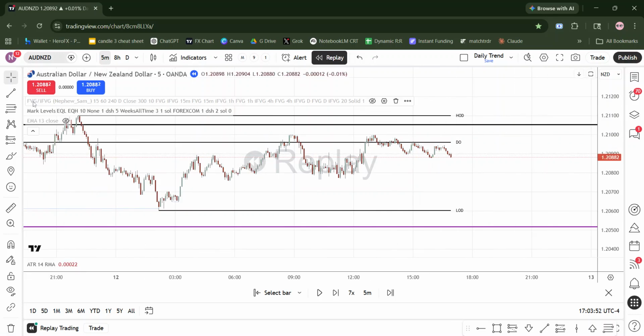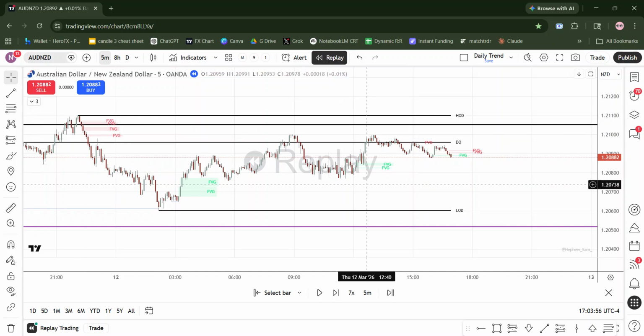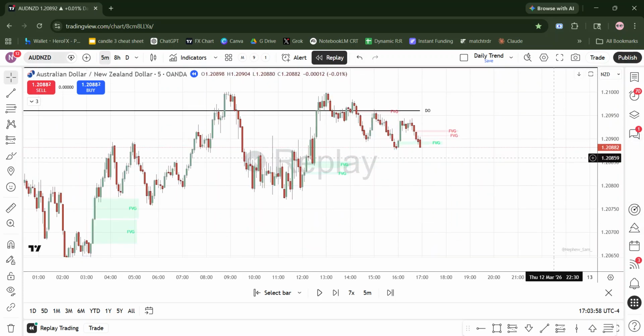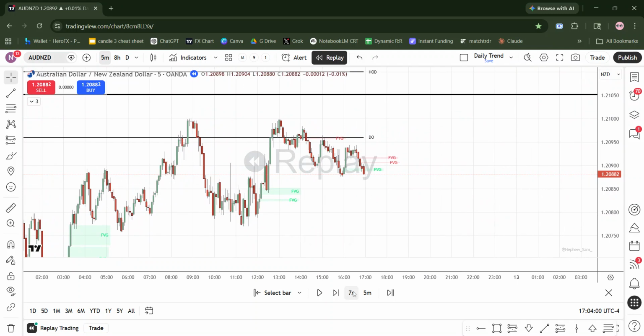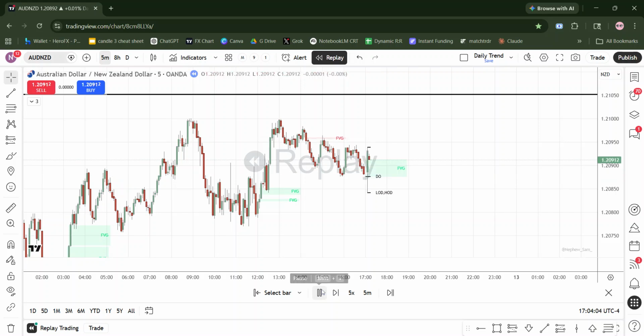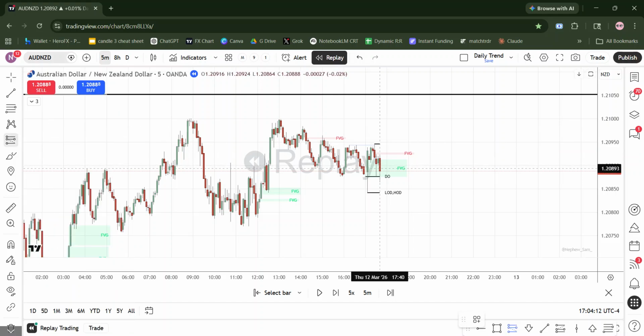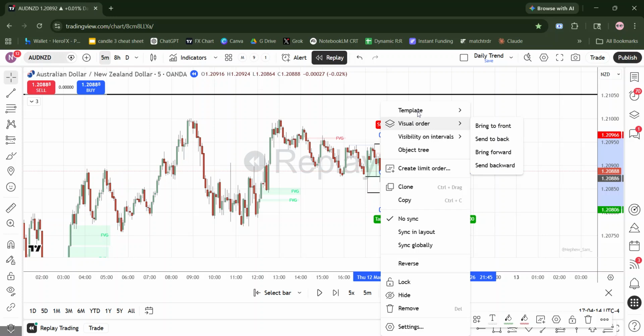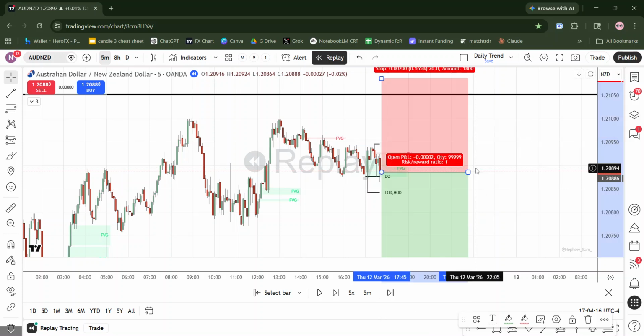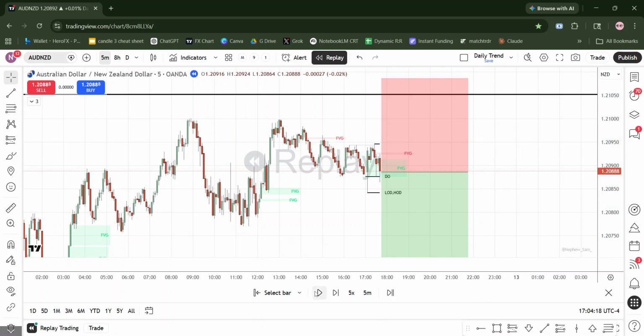I'm going to turn my fair value gaps on, and let's look for bearish fair value gaps that start with the day's open. Slow this down just a little bit so we can see. All right, okay, there's the first one. Let's say we take a short right here with a 1-to-1. Okay, so that's 20 pip stop loss, 20 pip take profit.